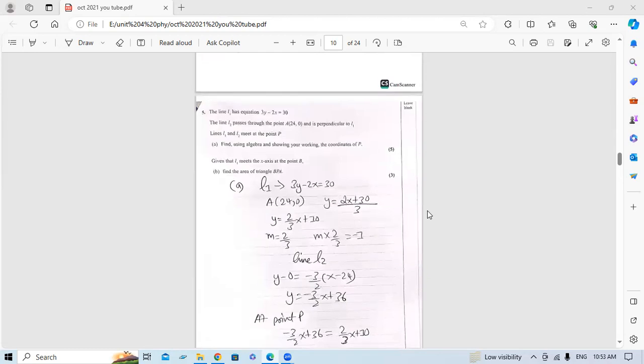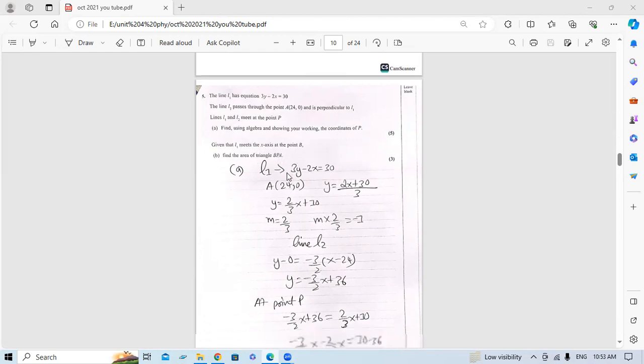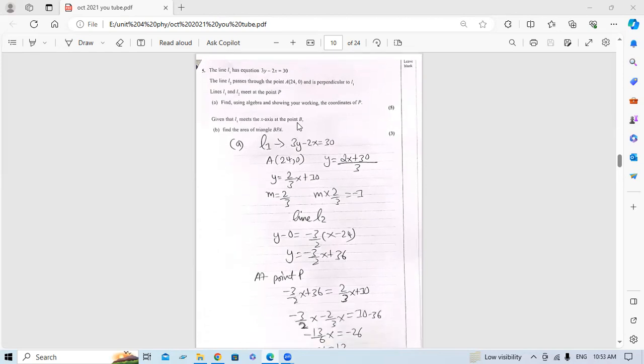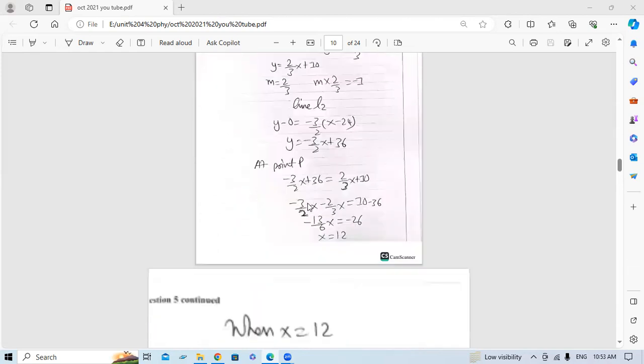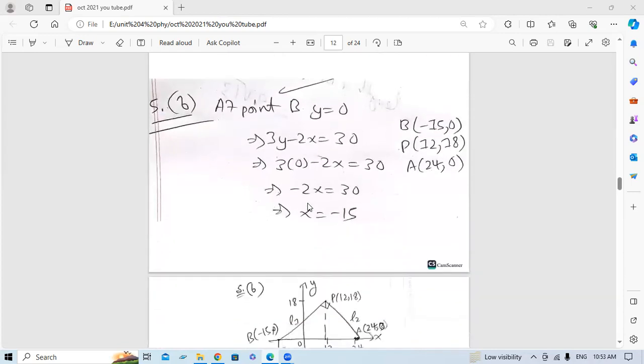Question number 5b has been asked that given that L1 meets the x-axis at point B, find the area of triangle BPA. At the x-axis, we know that y equals 0. So at point B, y will be 0. 3y minus 2x equals 30. If we put y value as 0, then minus 2x will be equal to 30, and the x value will be minus 15.